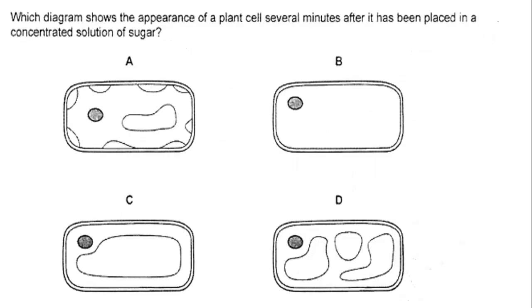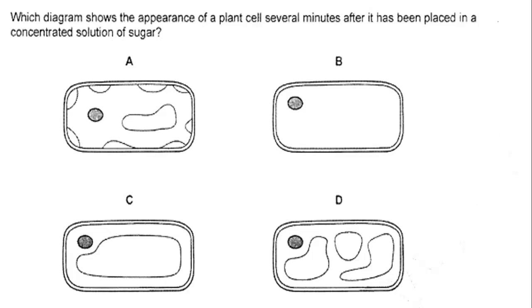Another question. Which diagram shows the appearance of the plant cell after several minutes after it has been placed in concentrated solution of sugar? So if it was placed in concentrated solution of sugar, concentrated solutions are the ones with low potential of water. So the water will move from the high to the low potential. Accordingly, it will be the cell that will turn flaccid.